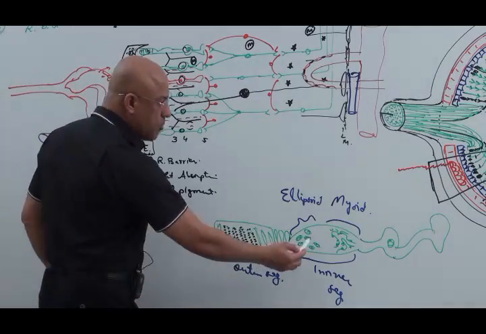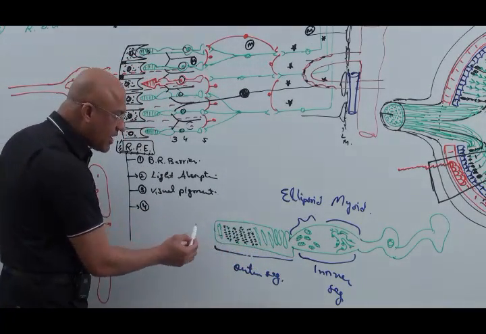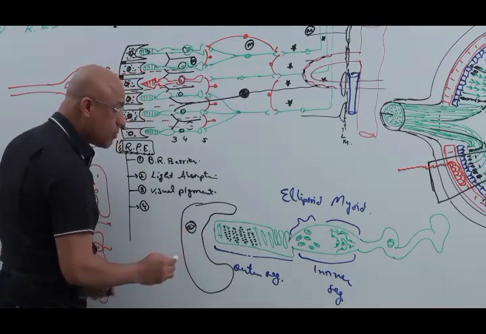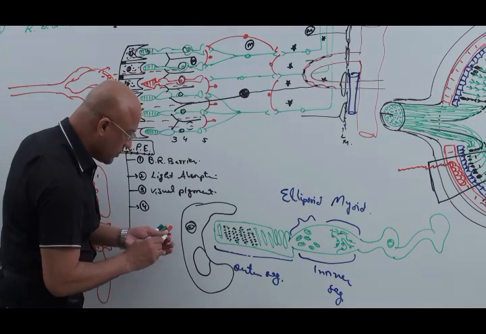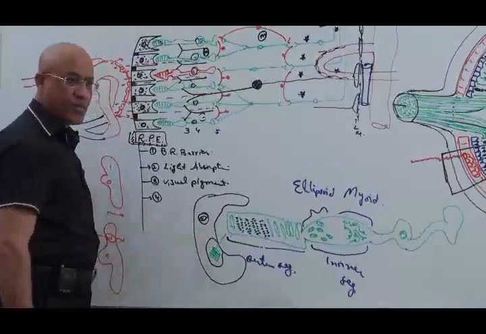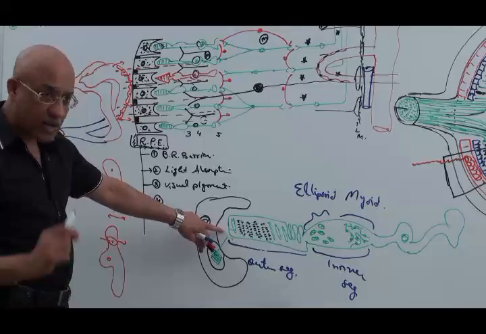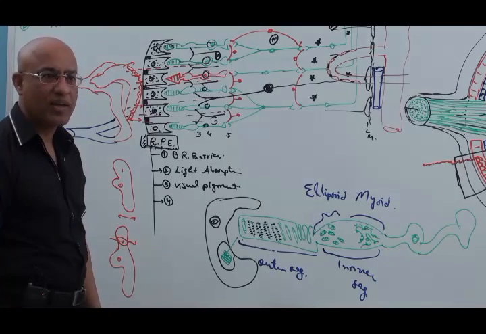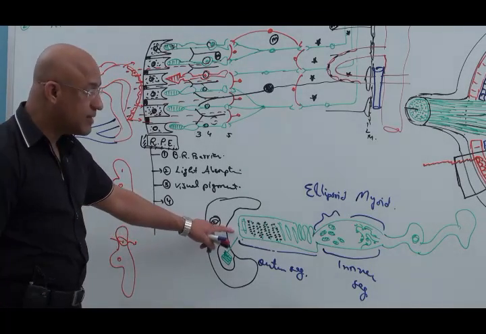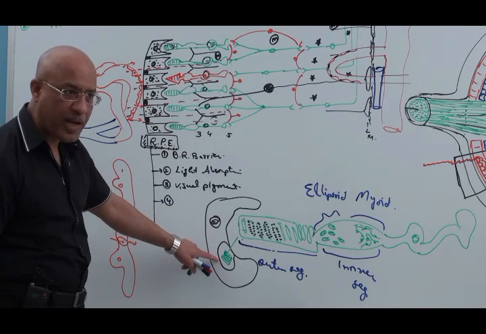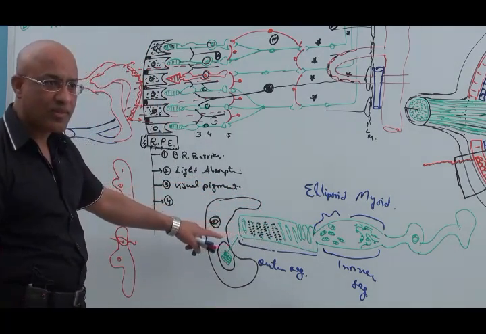Now, what really happens? As time passes by, more and more discs are coming. The older discs are eaten up by the retinal pigment cell, and you may find here a phagosome in which the tip of the outermost part of the rod, that is the photosensitive part of rod or cone, is eaten by this epithelium. So it means they are helping in the maintenance of rods and cones. The older components are phagocytosed by the retinal pigment epithelial cell, and fresh components are being synthesized.